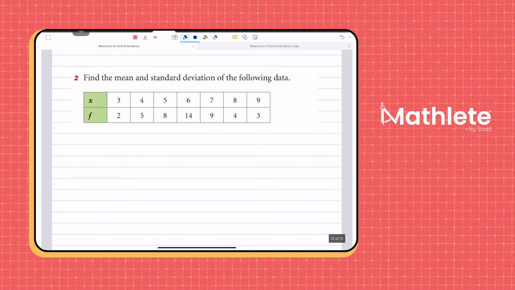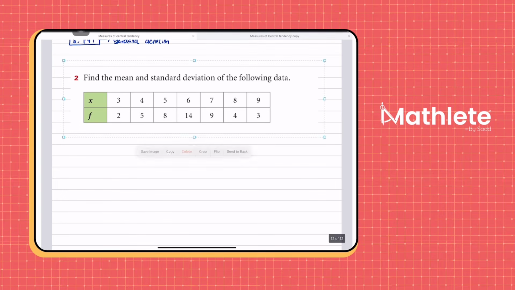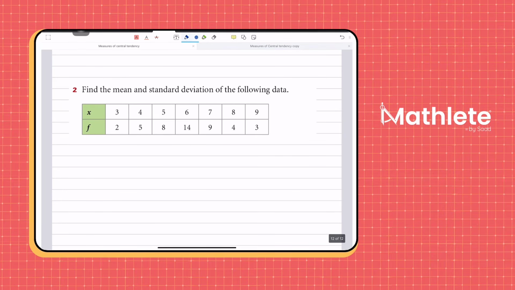So let's say that we have to calculate the mean and standard deviation of the following data. Now this is group data, but it's discrete. It's grouped, but it's grouped in discrete form.